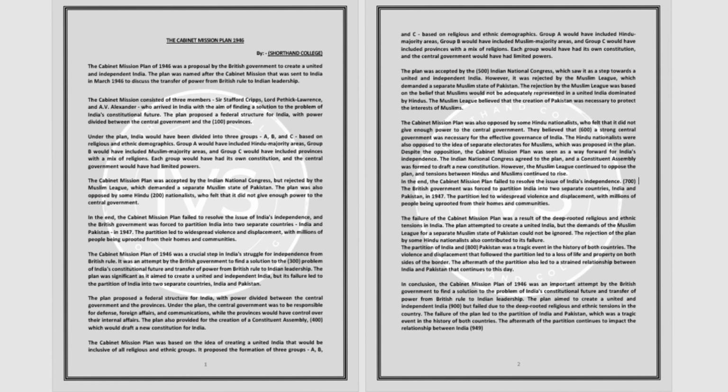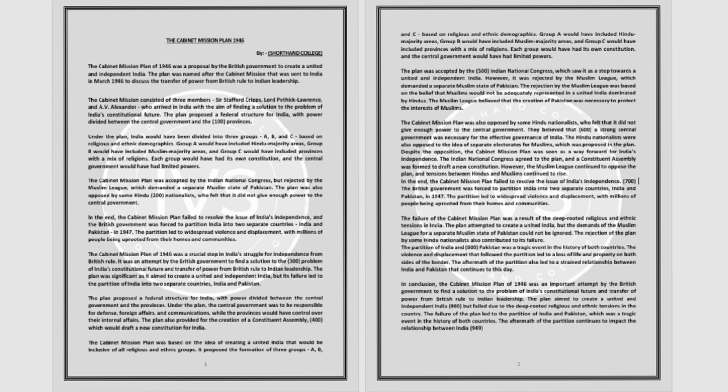The Cabinet Mission consisted of 3 members, Sir Stafford Cripps, Lord Pethick-Lawrence, and A.V. Alexander, who arrived in India with the aim of finding a solution to the problem of India's constitutional future. The plan proposed a federal structure for India with power divided between the central government and the provinces.